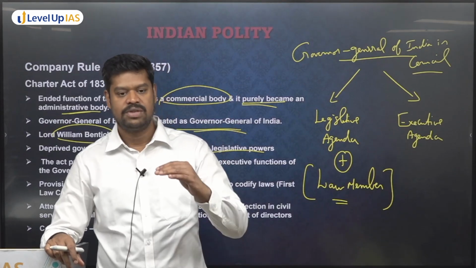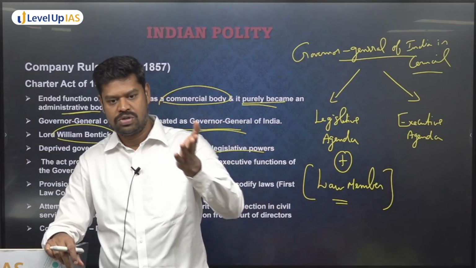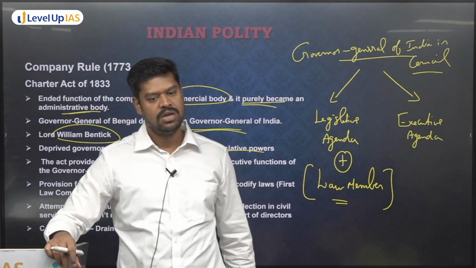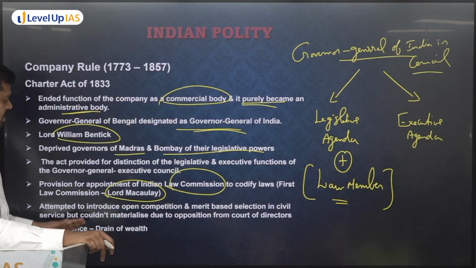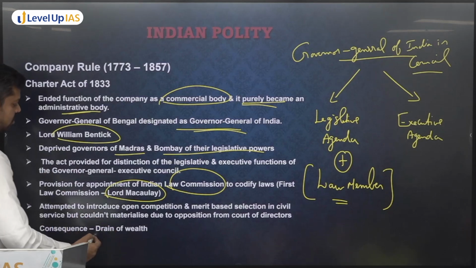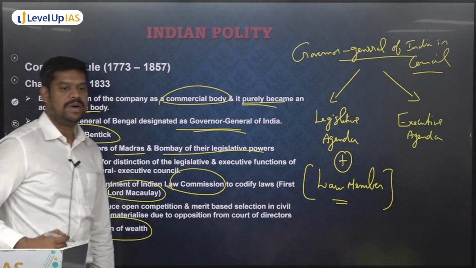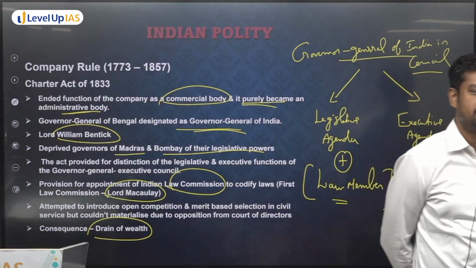All these ideas started at a very early stage, and over a period of time, when the Constituent Assembly drafted the Constitution, they carried forward these ideas. All right, as I already said, this has also resulted in what is called the drain of wealth. What was the reason for the drain of wealth? The Company was stripped of its commercial duties. It purely became an administrative body.